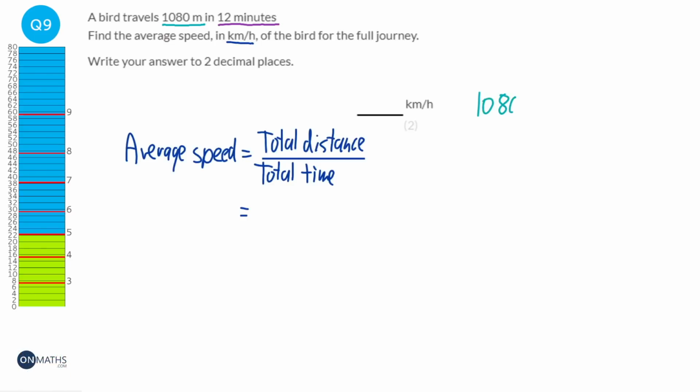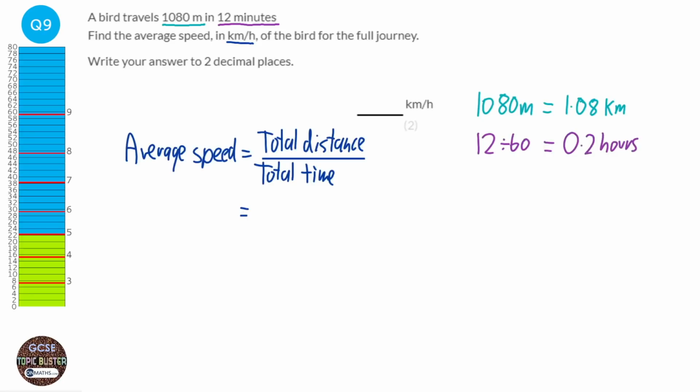So 1080 meters is going to be 1.08 kilometers because there are 1,000 meters in a kilometer. So all we need to do is just divide the meters by 1,000. Minutes are a little bit trickier. To get from minutes to hours, all we need to do is divide by 60. And so when you divide that by 60, you get 0.2 hours.